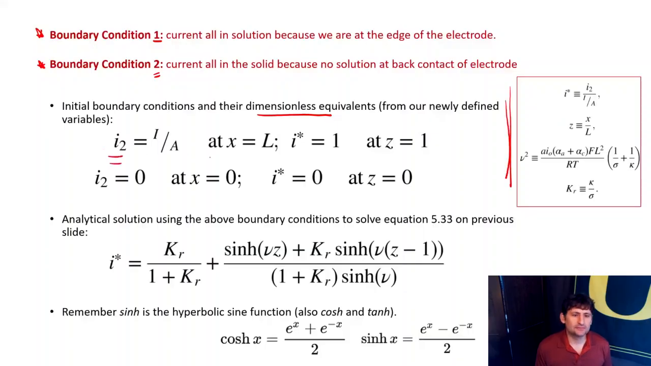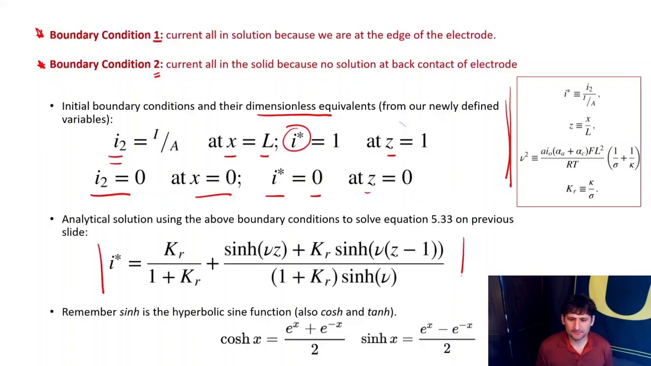So I2 equals the total current at X equals L. Or another way to say that, I star equals 1 at Z equals 1. See how that really simplifies our boundary conditions. I2 equals 0 at X equals 0 at the solid surface. So I star equals 0 at Z equals 0. We can get an analytical solution.